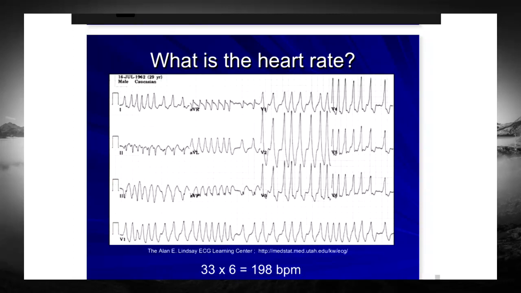However, the thing that you have to do first, and I said this a couple times on purpose, is make sure that you have a standardized ECG. Because if this is not a standardized ECG, then counting for 10 seconds isn't going to work because it may not actually be 10 seconds that they're doing.